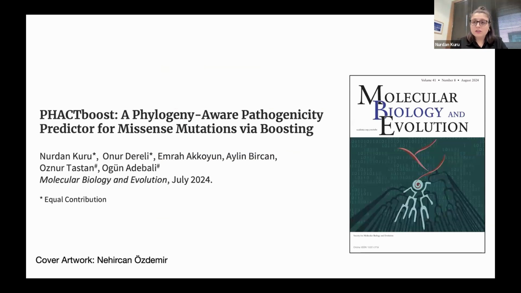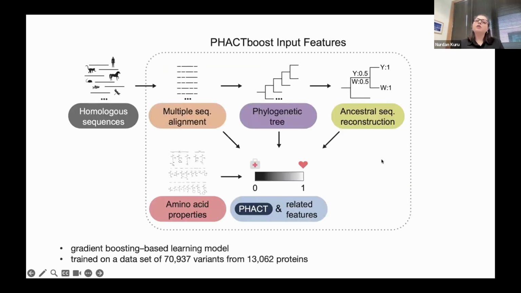And again, we published it at MBE last year, and we made it to the cover, luckily, that year as well. And here, our novelties are input features. This time, FACTboost uses a gradient boosting-based learning model. And as I mentioned, the novelty comes from our input features.